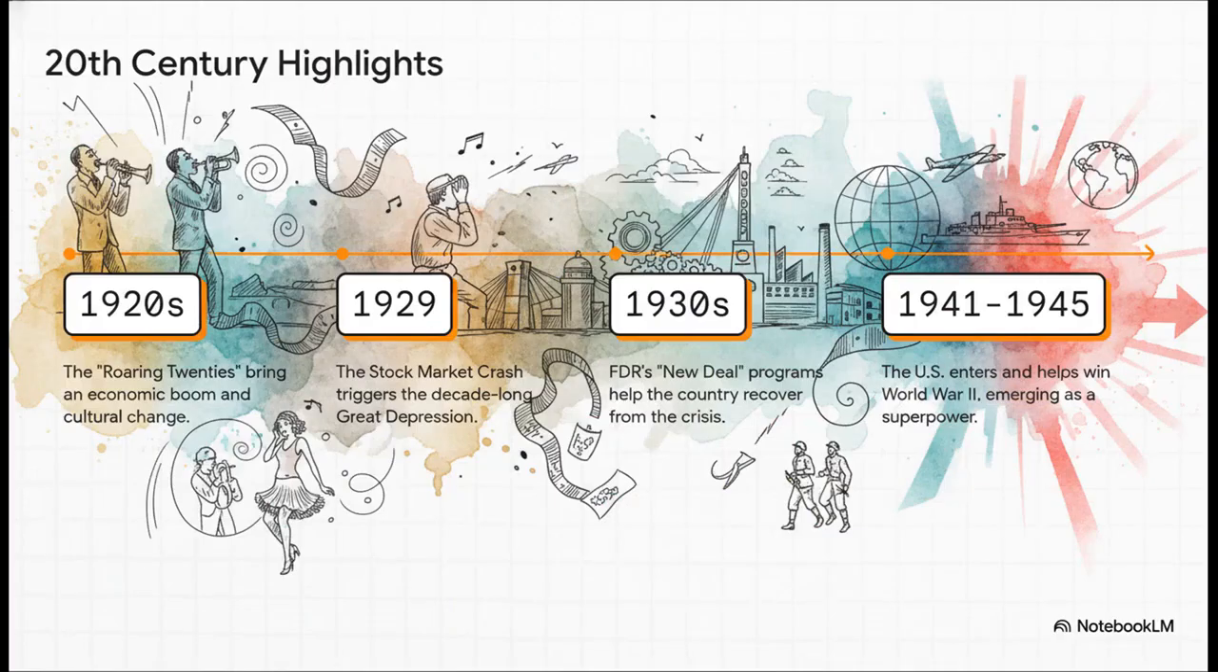You know, the 20th century was just a complete roller coaster. You had the incredible boom and cultural excitement of the Roaring '20s, which then came to a screeching halt with the 1929 stock market crash and the Great Depression, a decade of unbelievable hardship. But the country pulled through, partly thanks to President Franklin D. Roosevelt's New Deal programs. And that resilience was tested like never before when the U.S. was pulled into World War II. Its role in that victory is what truly cemented its status as the world's leading superpower.